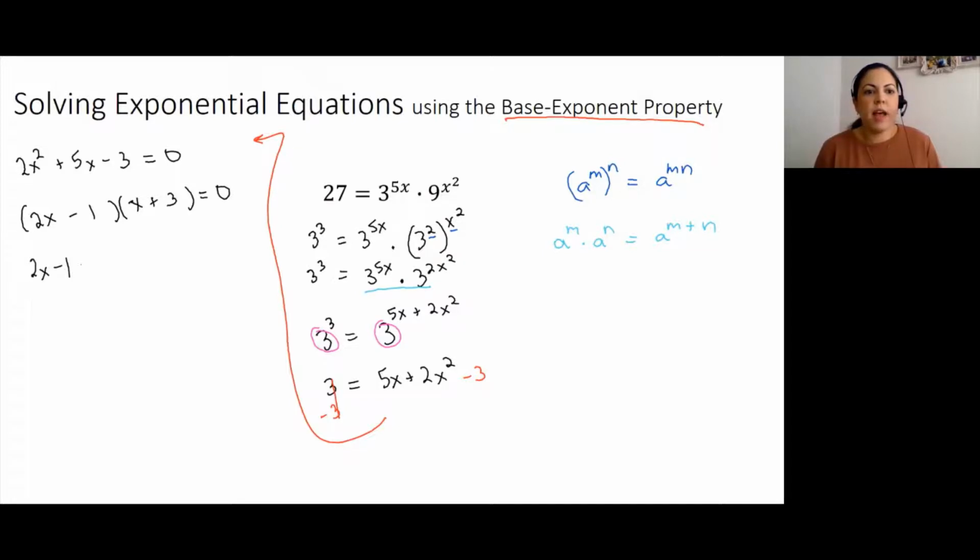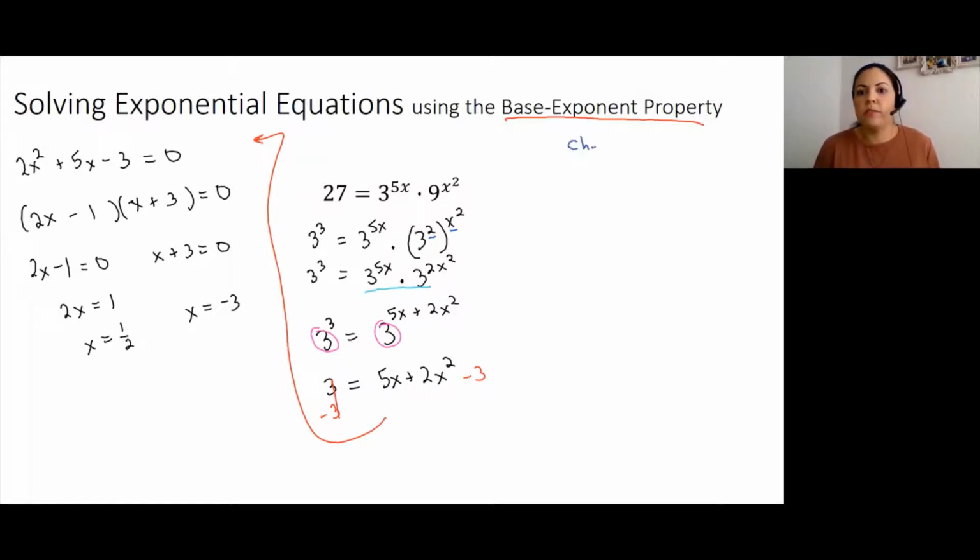And once I have my factors, I can set each factor equal to 0 and solve for x. When I add 1 here and divide by 2, I get x equals 1/2. On the other side, I subtract 3, we get x equals negative 3. And so just like I did on the previous example, I want to check my answers and see if they are both solutions or if just one of them is a solution.